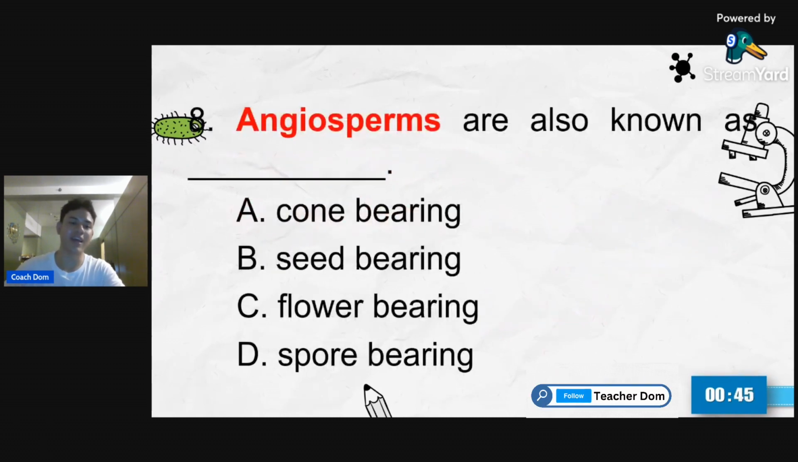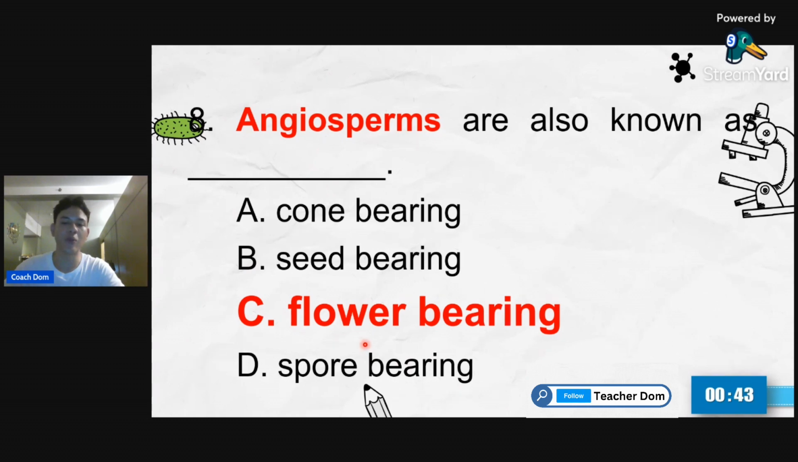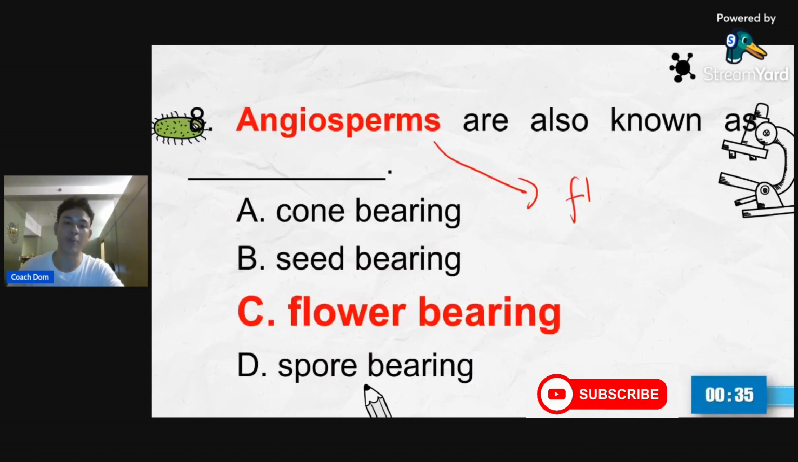Question number 8. Angiosperms are also known as letter A, cone-bearing, B, seed-bearing, C, flower-bearing, or D, spore-bearing. Okay, please lock in your answer for question number 8. Angiosperms, the correct answer here, that is letter C, flower-bearing. Tinatawag yung angiosperms for the common name, that is what we know as flowering plants.